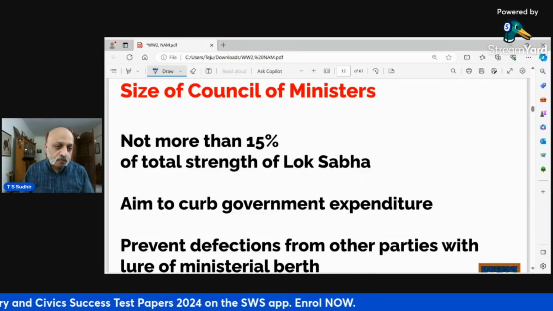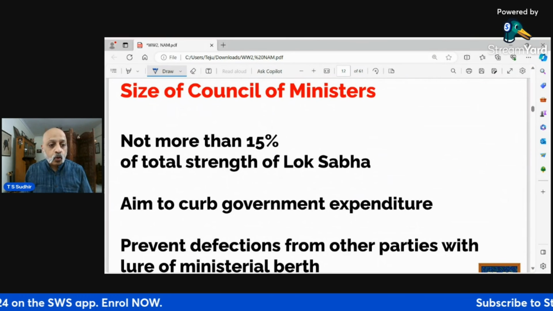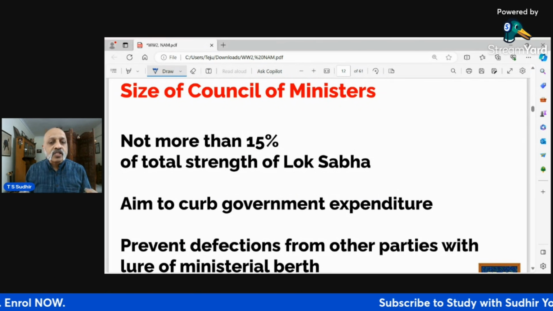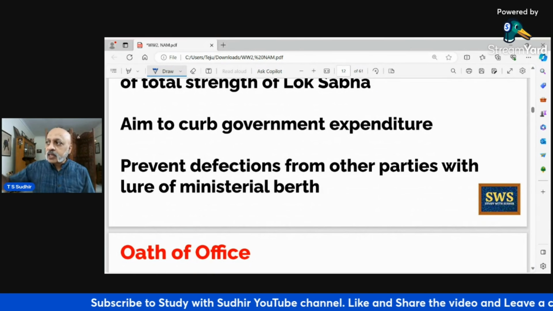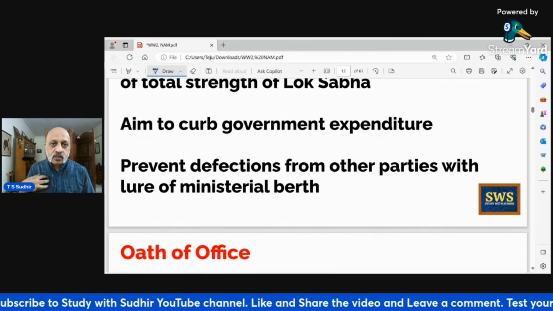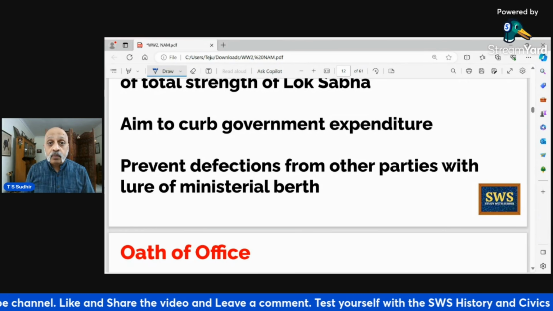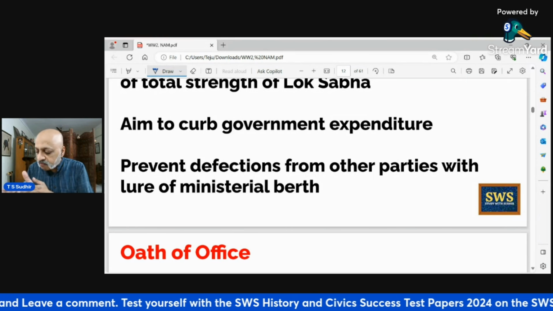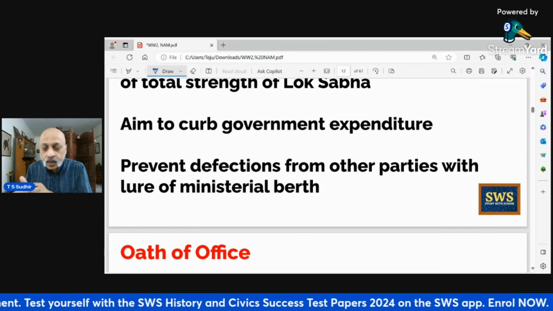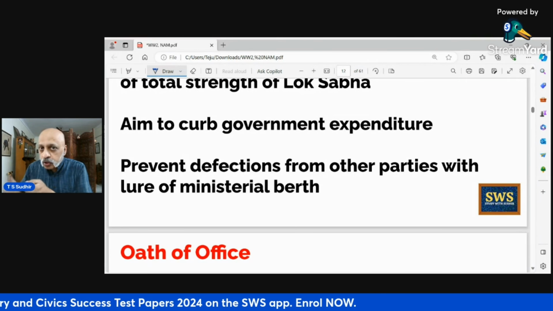Size of the Council of Ministers. As I said, not more than 15% of the total strength of the Lok Sabha. Why was this done? This was done to curb government expenditure, because what was happening is that many people would say that, okay, our 20 MPs or MLAs will join your government, your party, which is in government, right? Suppose they have a very thin majority, just a little above the halfway mark, they want to ensure that they have more members.